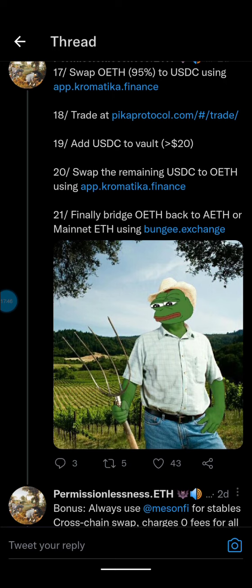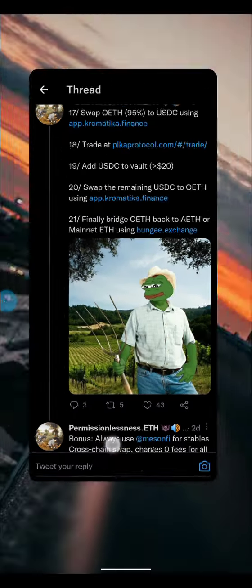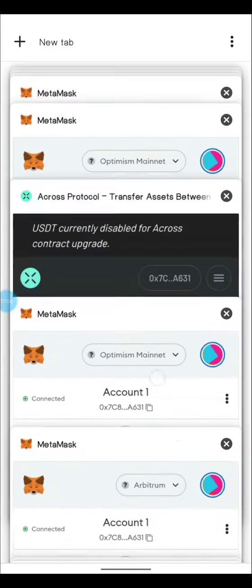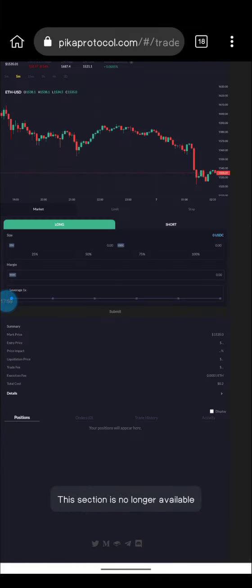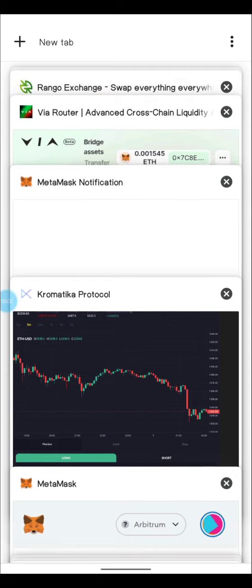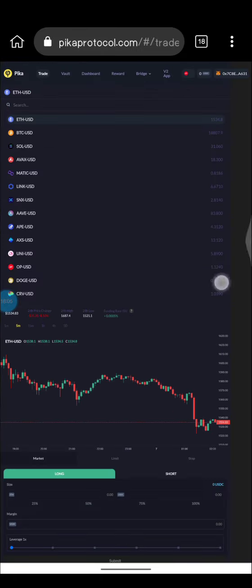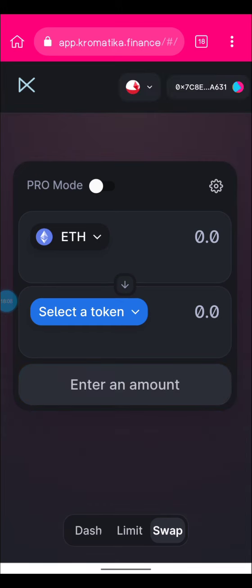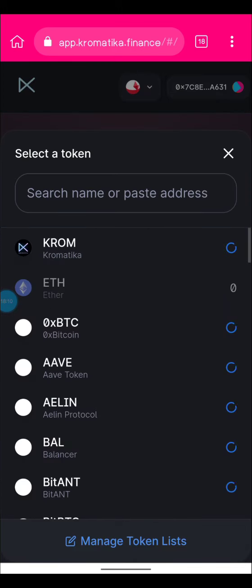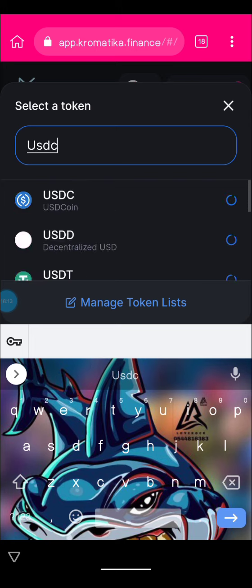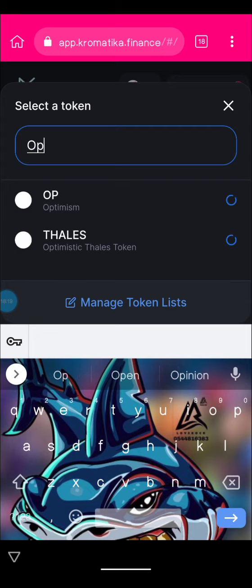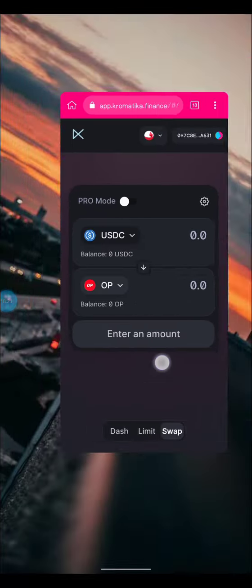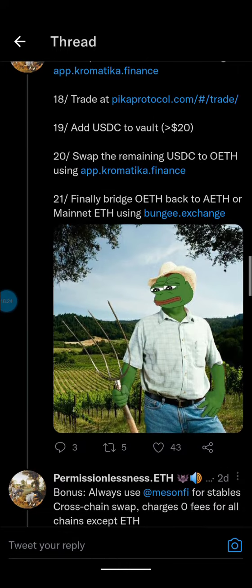The next step is, after you're done generating volume, you're going to be going back to Kromatika. If you notice, guys, we are using Kromatika a lot. It makes me wonder if he's actually a Kromatika kind of guy. Well, who knows? I think it's a mystery. So here we are going to be swapping from our USDC back to Optimism. Yes, back to Optimism, if I'm not wrong. After that I think we are almost through.